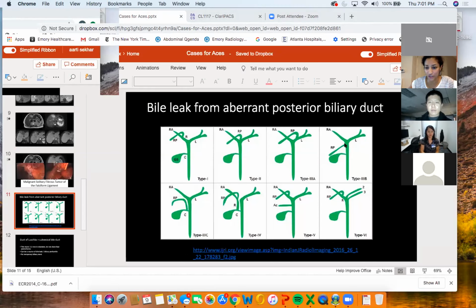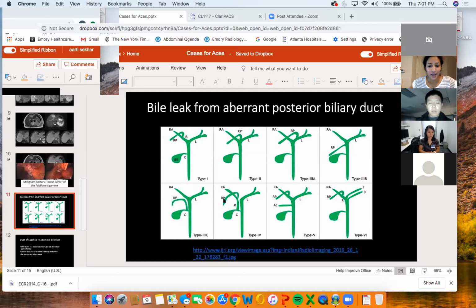It can be a low insertion like Nelly was showing, and it can insert onto the cystic duct, which we think might have been what was happening in my case. So when they clipped here, they also clipped the right posterior duct and caused it to start leaking. And then when it was leaking, they thought it was a duct of Luschka, and so then they clipped across that.